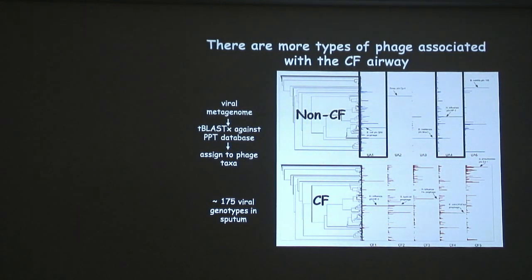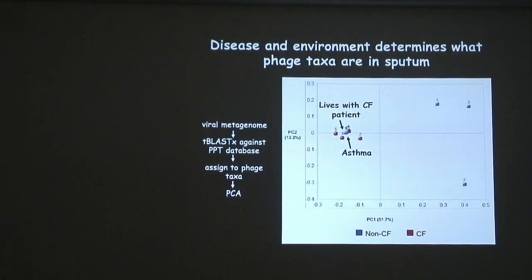However, you see the 2 that are in boxes in the non-CF. If you have something that's actually keeping you from clearing your lungs well, you also see a lot of viral diversity. Or we think if you're in an environment where you're exposed to a lot of viruses that are normally found in the lungs, you're inhaling them. And that's one of the people that's living with a CF person.